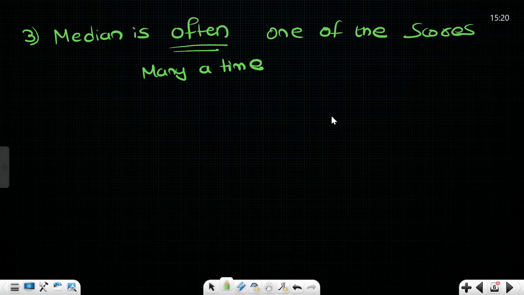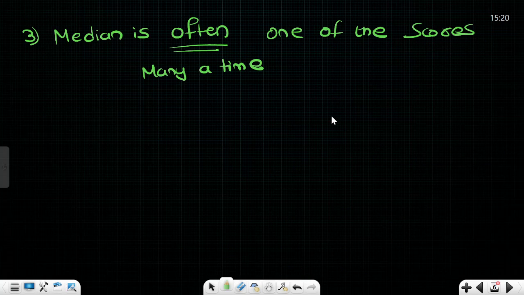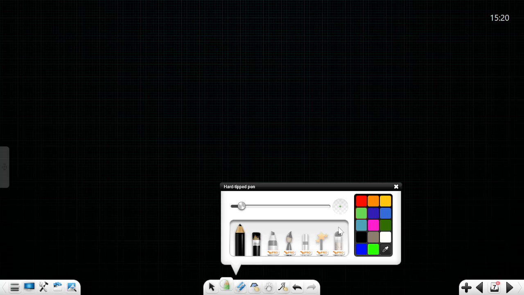So these are the 3 points, Akshita. Median is often one of the scores, so very rarely it becomes the average. So median is a single value. Median does not depend on all the values of the data. I have given an example, and then median is often one of the scores. Is that clear? Fine. I am going to the next one.